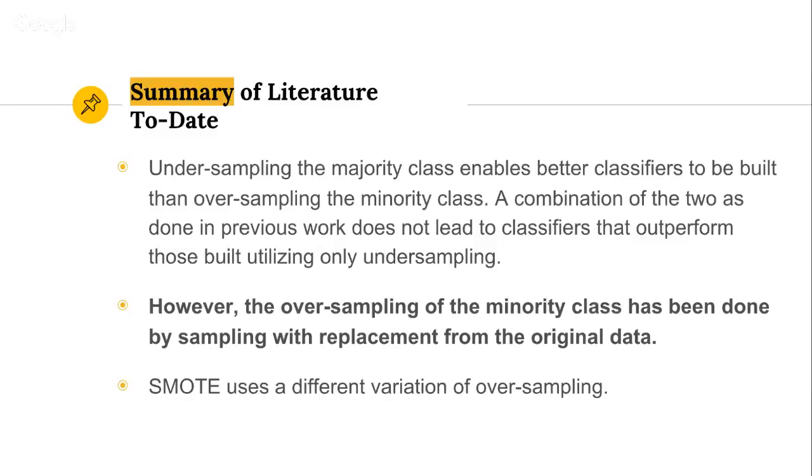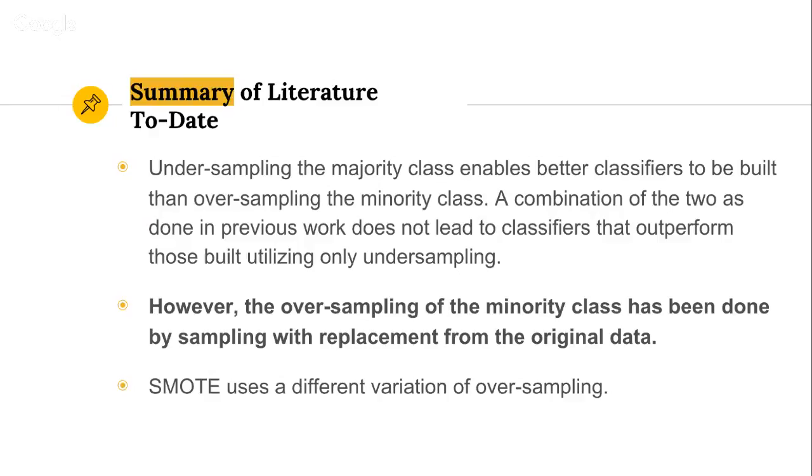So a little bit of what's been happening to date. We know that undersampling the majority class enables better classifiers to be built than oversampling. That's what they've researched so far. And then a combination of the two does not lead to classifiers that outperform those utilizing just undersampling. But the caveat here is that the oversampling of the minority class was done by just picking the same ones over and over again, right? So this causes a problem.